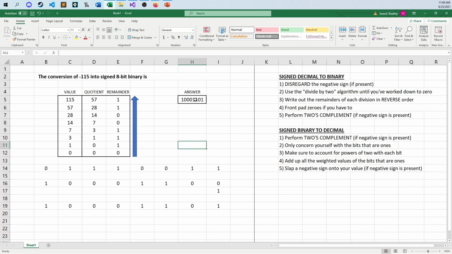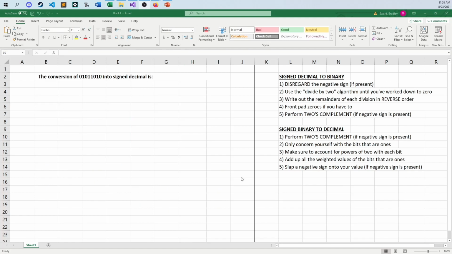And so now we'll see on the other side, how do I convert this? And again, we only deal with it when it's negative. Here is our new problem. Let us take this binary, 0, 1, 0, 1, 1, 0, 1, 0, and convert it from binary into signed decimal. So this is a signed binary value. I look at the most significant bit. That is the 0 here in this case, and a 0 indicates that this is a positive value.